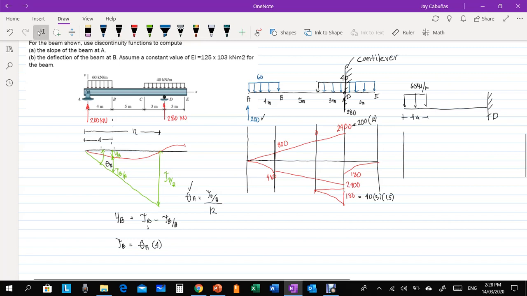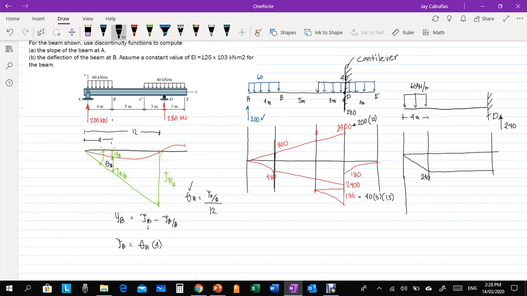So when we draw the shear diagram for this, how much is it at D? That is 60 times 4, that is 240 if I'm not mistaken. So we have 60 times 4, which is 240, then a straight line.